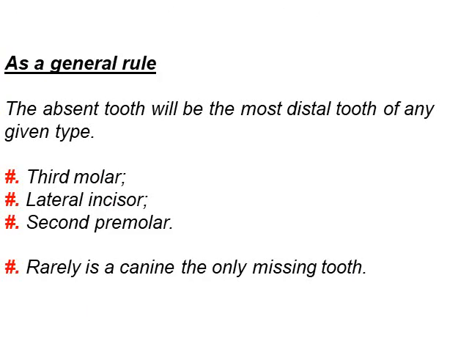So as a general rule, if only one or a few teeth are missing, the absent tooth will be the most distal tooth of any given type. If a molar tooth is congenitally missing, it's almost always the third molar. If an incisor is missing, it's nearly always the lateral. If a premolar is missing, it is almost always the second rather than the first. Rarely is a canine the only missing tooth.